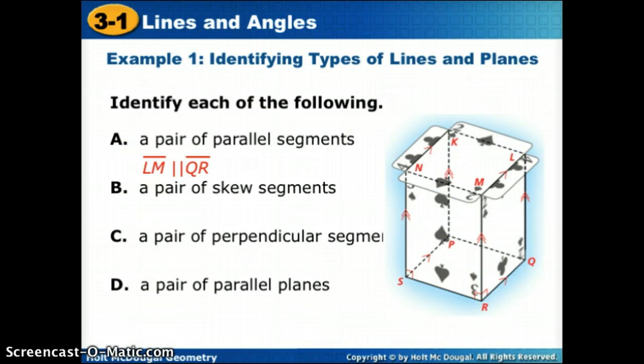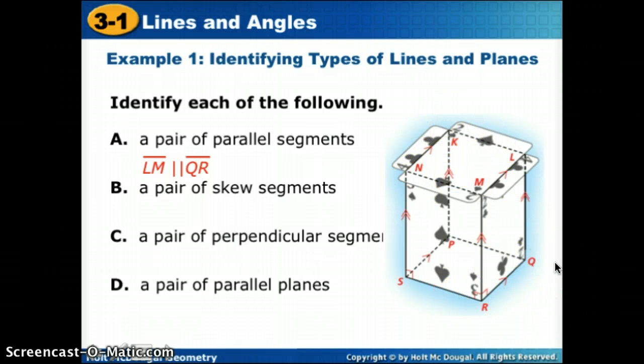So now if we want to look for a pair of skew segments, there's also lots of these. We want to pick one that's going left to right kind of, and one that's going up and down as well. So if I picked KN to start with, I could pick MR, I could pick LQ, I could pick PQ, SR. All of those are skew to KN, so we can just pick one.